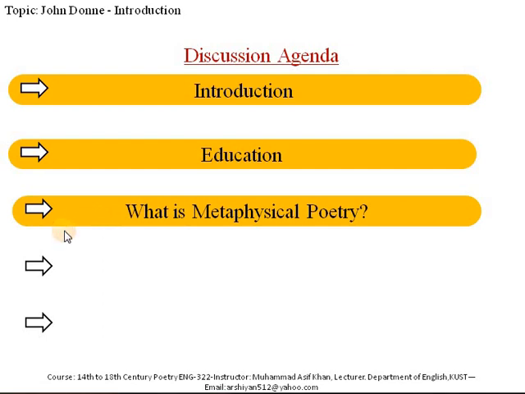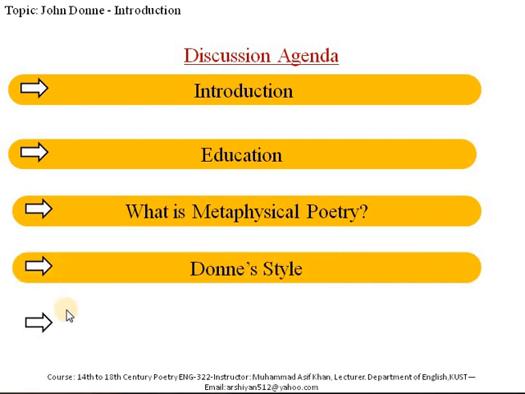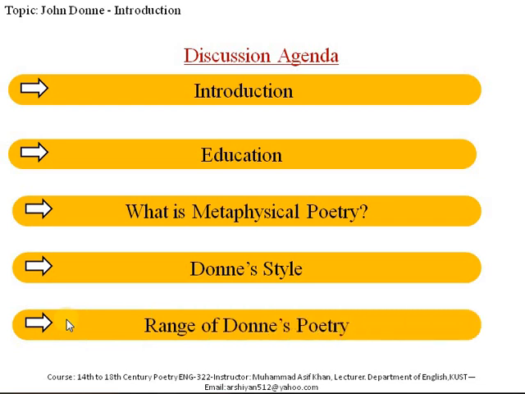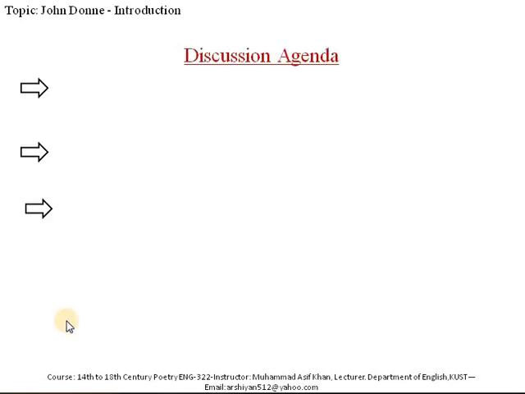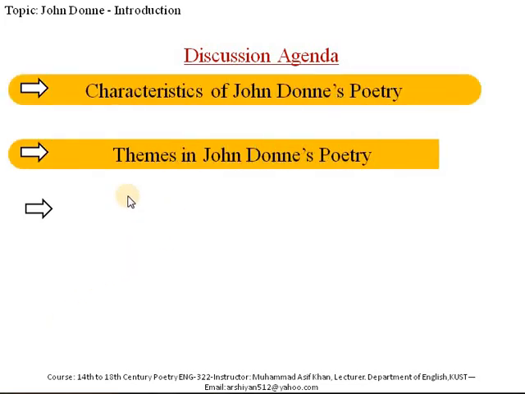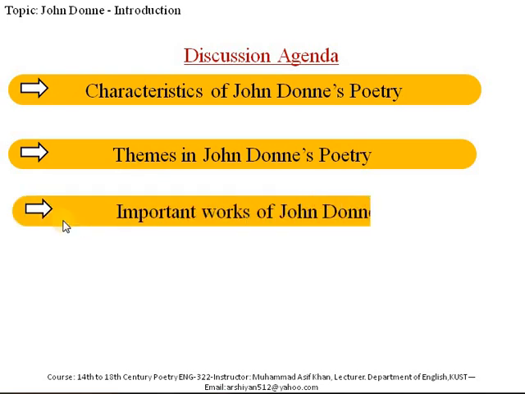It will be followed by the discussion on John Donne's style, and subsequently we will discuss the range of John Donne's poetry. This lecture also includes the discussion on the characteristics and the themes of the poetry of John Donne. And in the end of this lecture, I will give you the list of important works of John Donne.